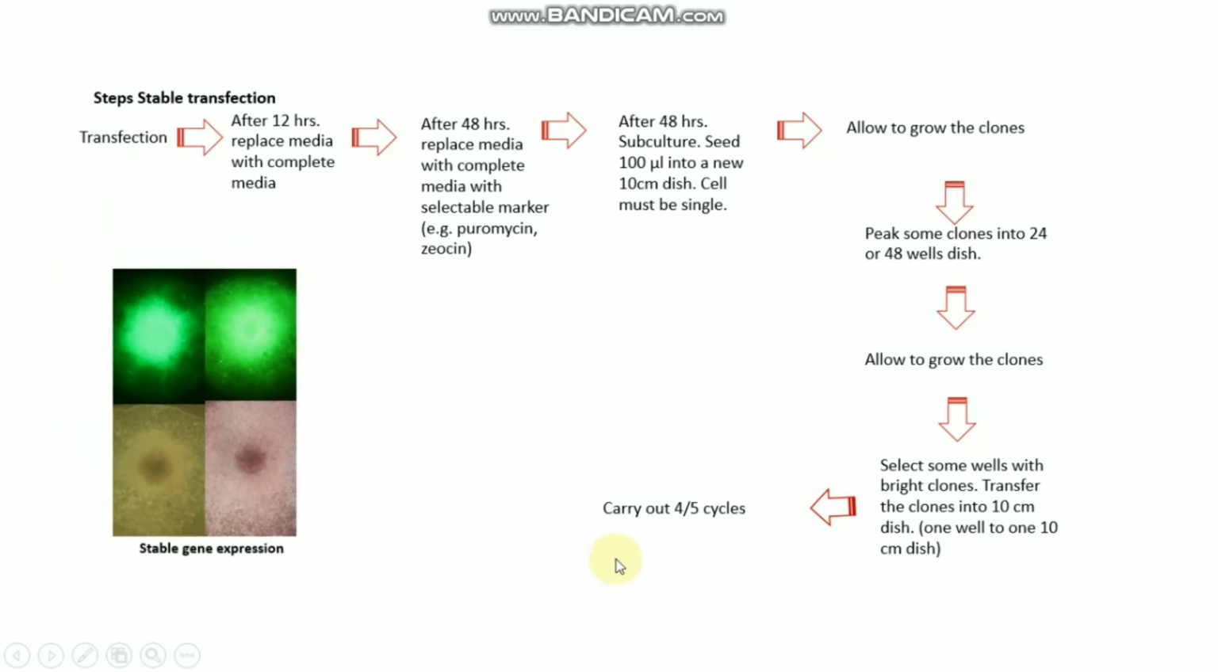Then when you observe that after several generations all of the cells are still expressing green fluorescence, that means your stable gene expression is done, it has been developed. You see in this figure that all of these clones express green fluorescence. It means that all of the cells contain these transfected genes. Alright, so this is how it can be performed.